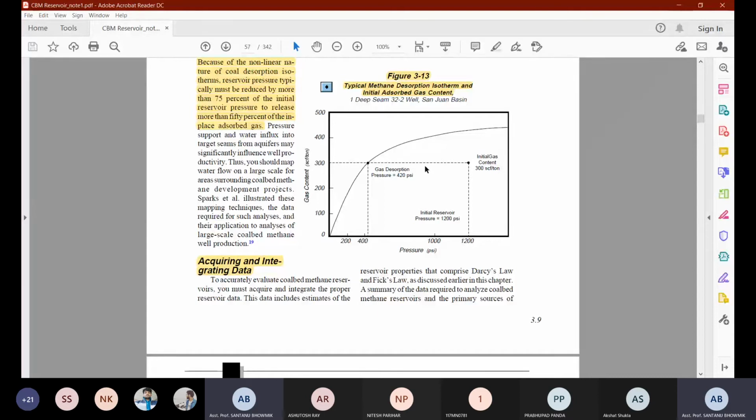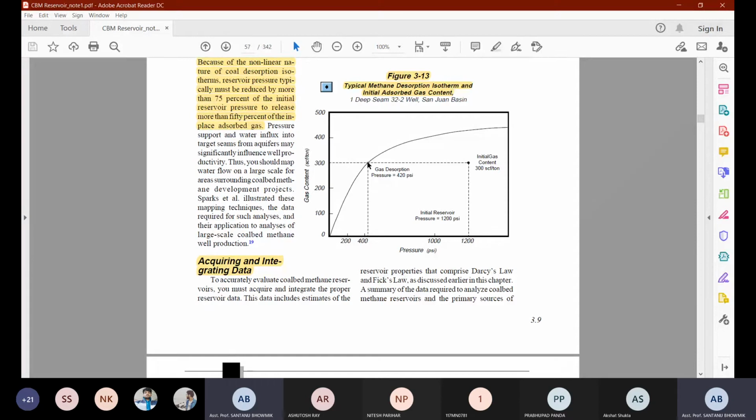Okay, this point where the initial gas content superimposes with the desorption isotherm graph is called the critical desorption pressure. It is defined as the pressure beyond which the gas production will start.